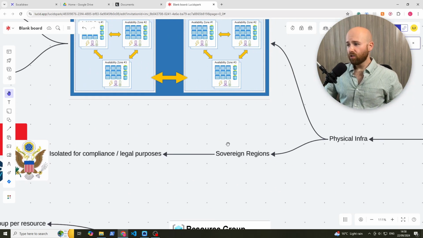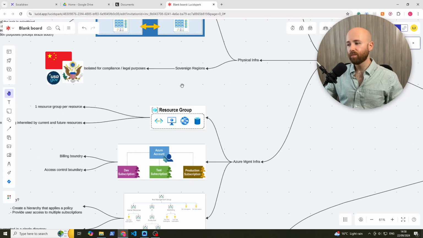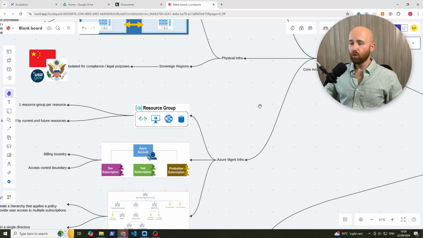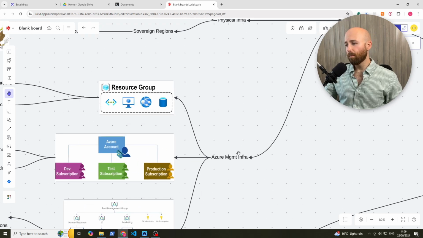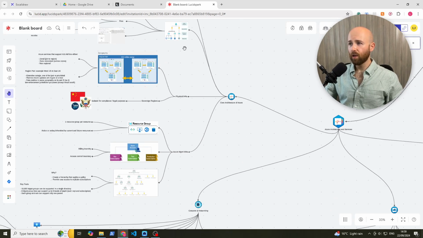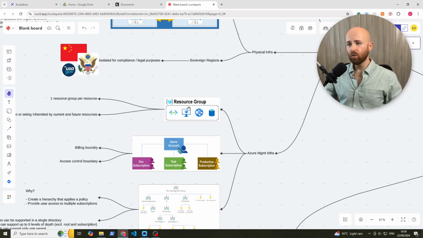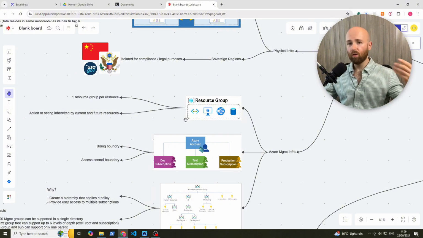Now you also get sovereign regions, so think of here as like China or US government, and these are isolated for obvious reasons, compliance and legal. Now, the final part of the core infrastructure is the Azure management infrastructure. So we vaguely talked about that up here, the account architecture, but we'll go over it in a bit more depth here. So you have resource groups, which is essentially a group of resources.